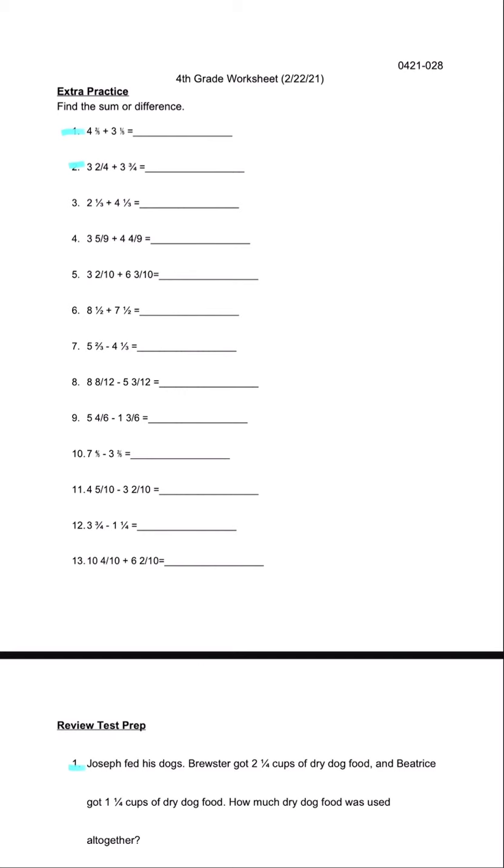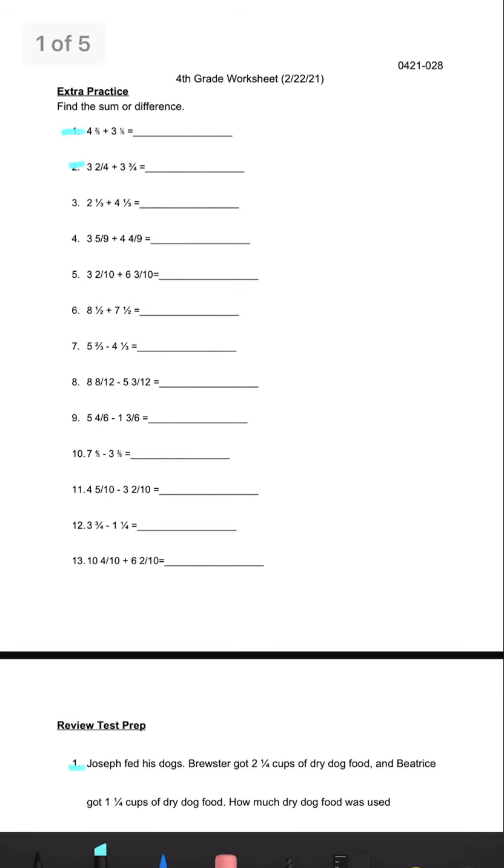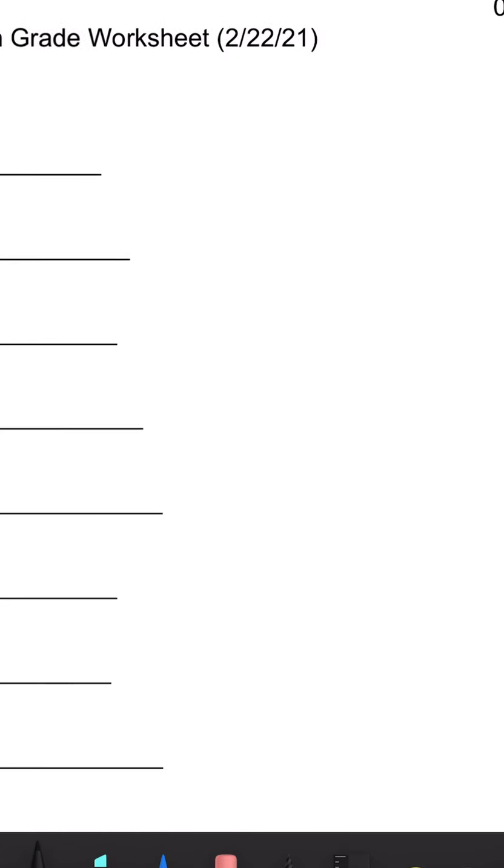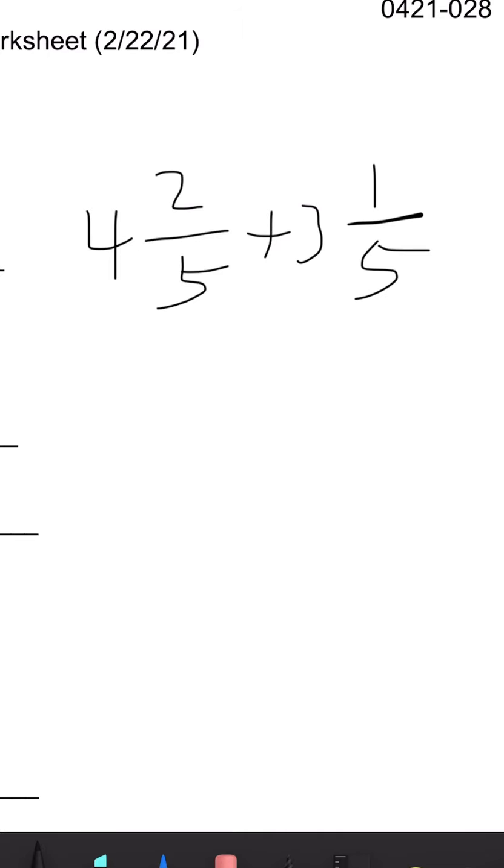Extra practice. We'll be either finding the sum or the difference. So let's start with number 1. We have 4 and 2/5 plus 3 and 1/5.